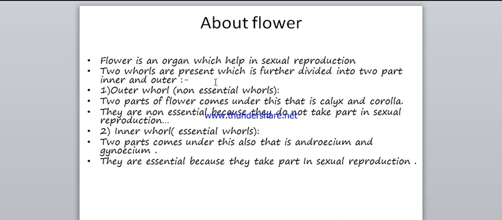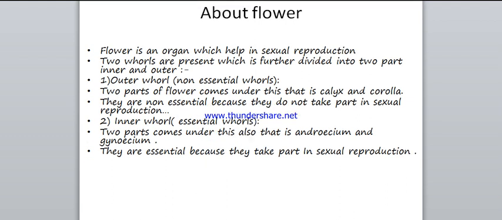Two whorls are present, which are further divided into two parts, outer and inner. The outer whorl is the non-essential whorl. Two parts of the flower come under this, that is calyx and corolla. They are non-essential because they do not take part in sexual reproduction. Second is the inner whorl, that is the essential whorl. Two parts come under this also, that is androecium and gynoecium. They are essential because they take part in sexual reproduction.